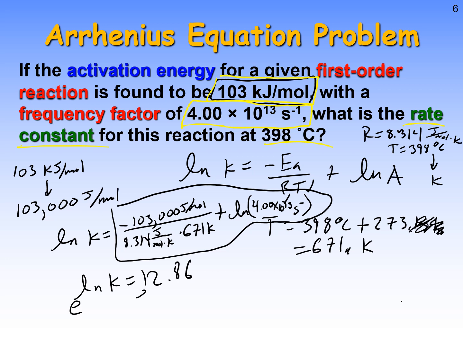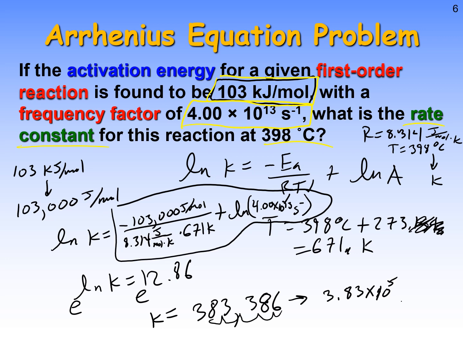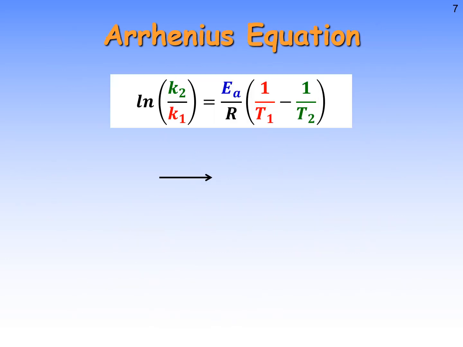Now that's not k though, that's ln of k. So I need to take e to both sides here to get k. So k is going to be equal to 383,386, give or take. I mean, that's way too many sig figs, but I'm just going to convert that to scientific notation, right? So that's 3.8, we'll just say 3 times 10 to the positive 5. And this is a first order reaction, and we used inverse seconds here for that, so this is just going to be equal to inverse seconds. And that's our answer.